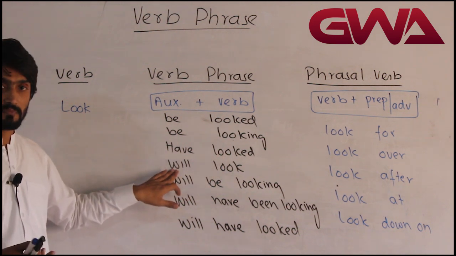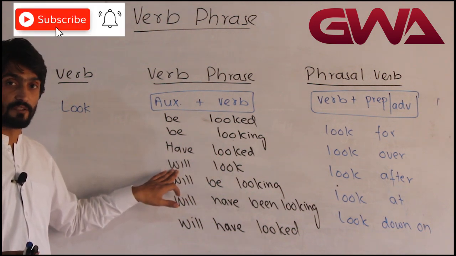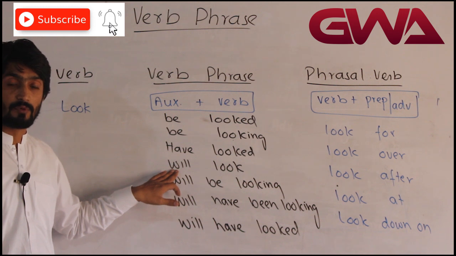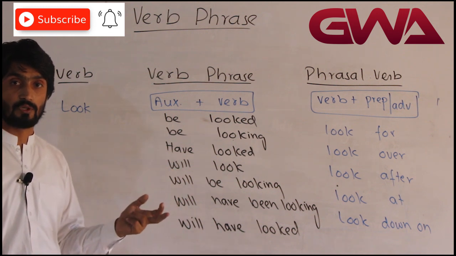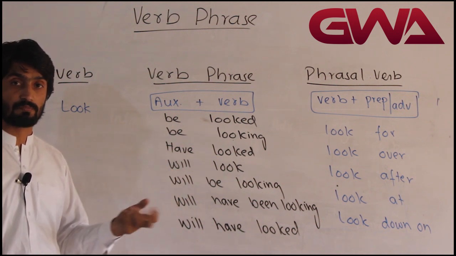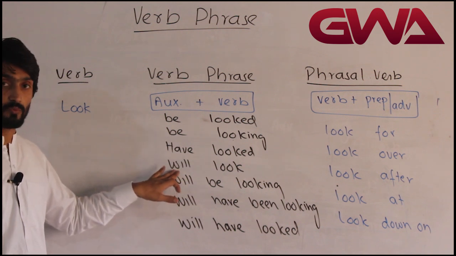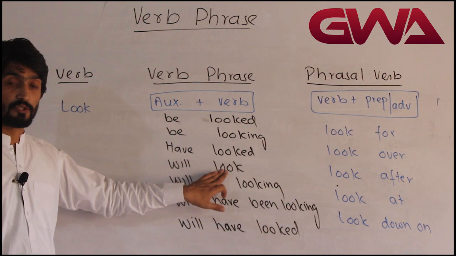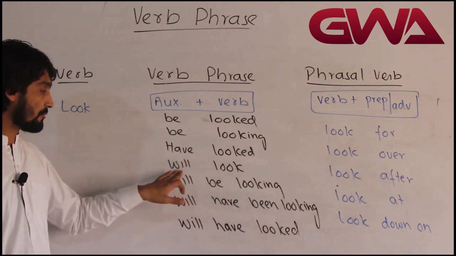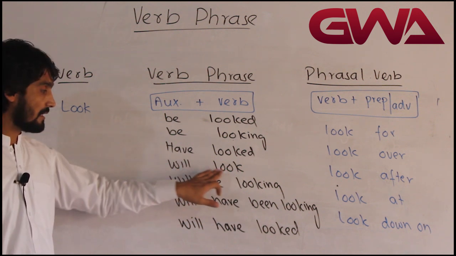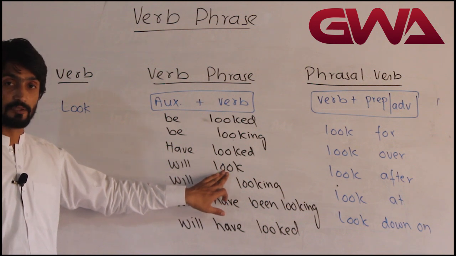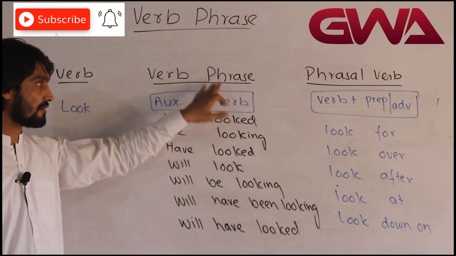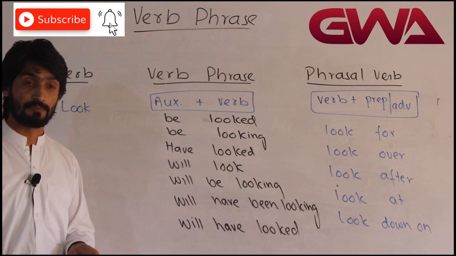In future, I have used one of the modal auxiliary verbs. We have many modal auxiliary verbs such as will, would, can, could, shall, should, may, might. I'm using just one of them. Will look. Now this is future tense. In future we have auxiliary verb will and then we have a main verb. So auxiliary verb plus main verb is called a verb phrase.